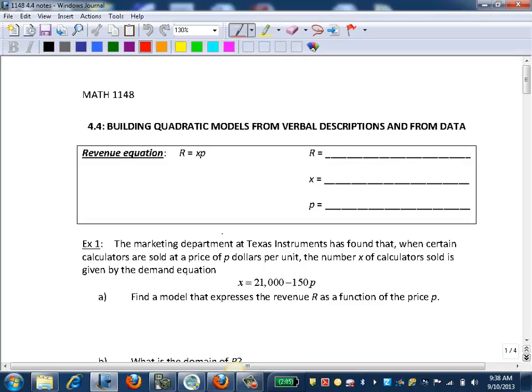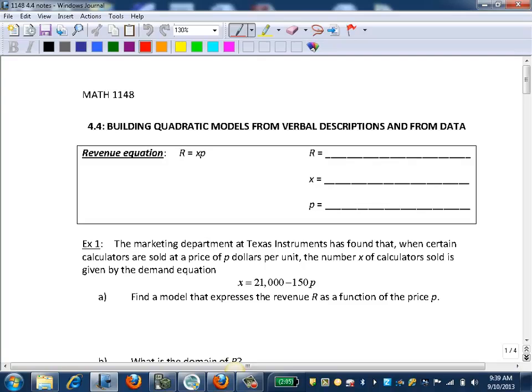Building quadratic models from verbal descriptions and from data. So in the previous section, we solved word problem applications of quadratic functions. We found maxima and minima of functions by finding the vertex of those quadratic functions. In this section, we're actually going to come up with the functions.